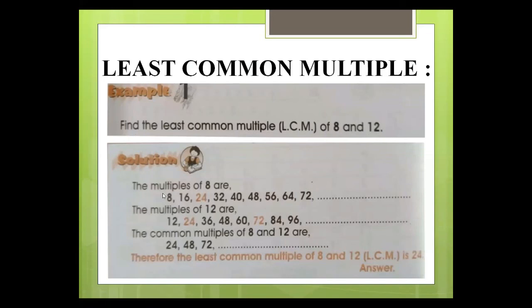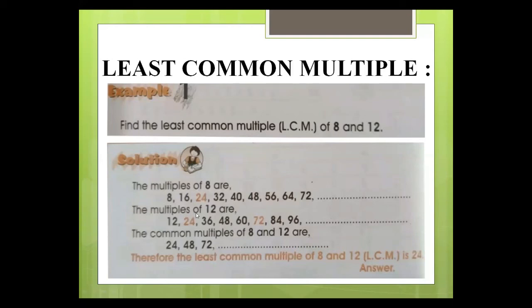So here you see the example from the book, exercise page number 25, example number 1: find the least common multiple of 8 and 12. Firstly, list out the multiples of 8. The multiples of 8 are these, and the multiples of 12 are these. Firstly you list out the multiples of 8 and 12.